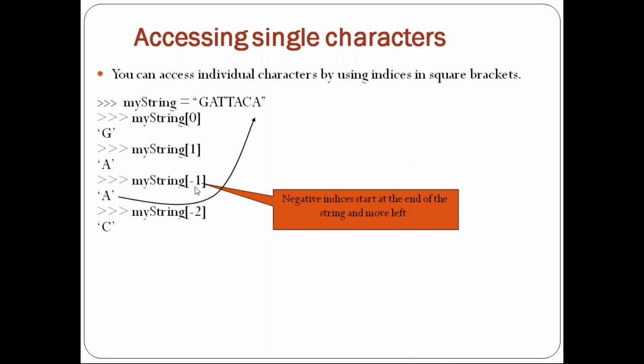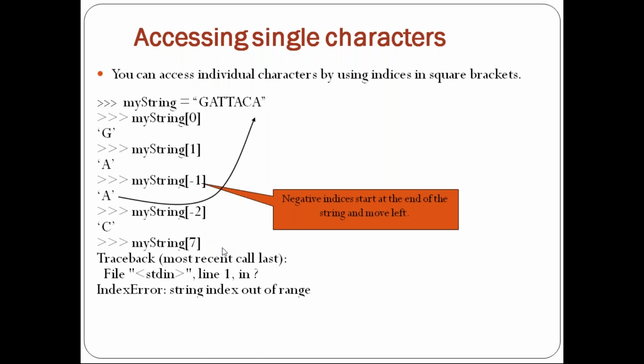Negative indexes are used for indexing from right to left. Let us say -1 is the index for the last character of the string. Whenever I say my string of -1, it is going to fetch the last character in the string sequence. And if I specify an index value which is not there in the sequence, then we will be getting an index error.